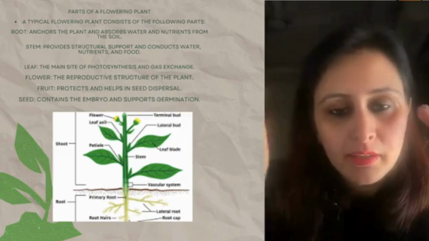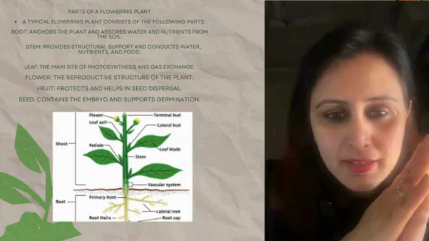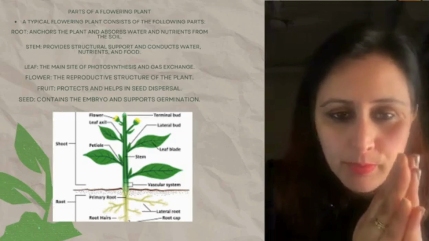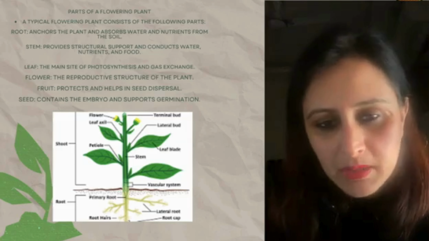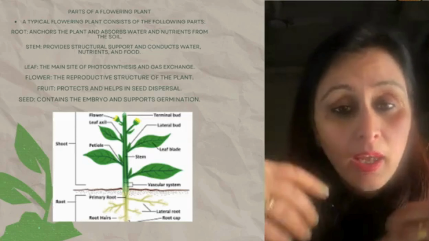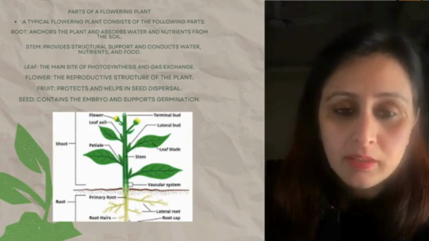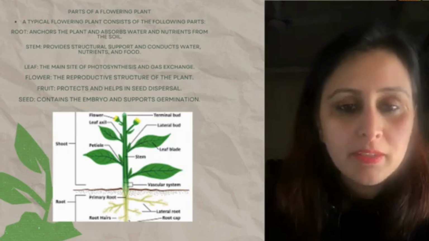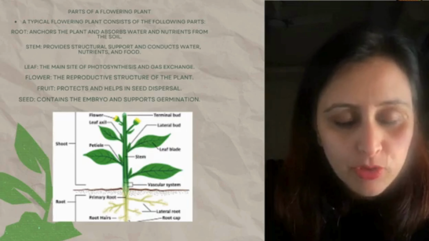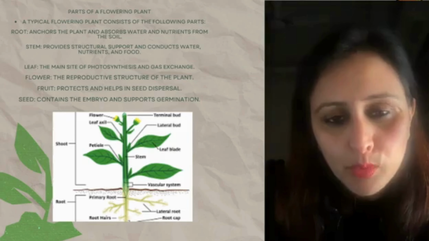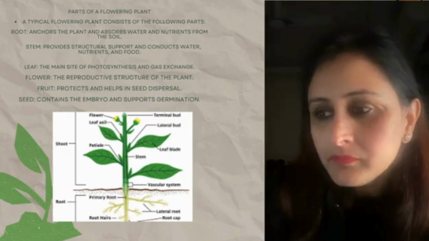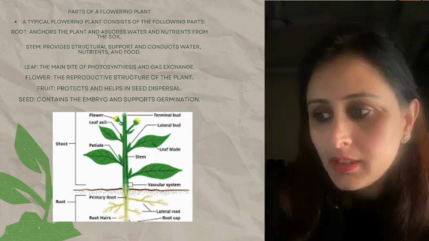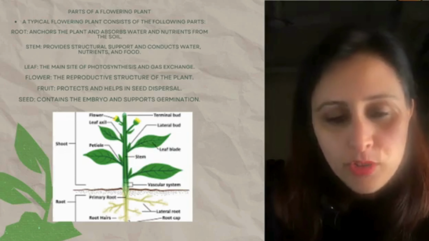We know that inside the fruit there is a seed, so it is one of the protections for the seed itself, and it also helps in seed dispersal. And the fruits that we eat, they help in multiplication. When the fruit is good, then more and more plants of a similar kind will be grown, right? Now the seeds contain the embryo and support germination.